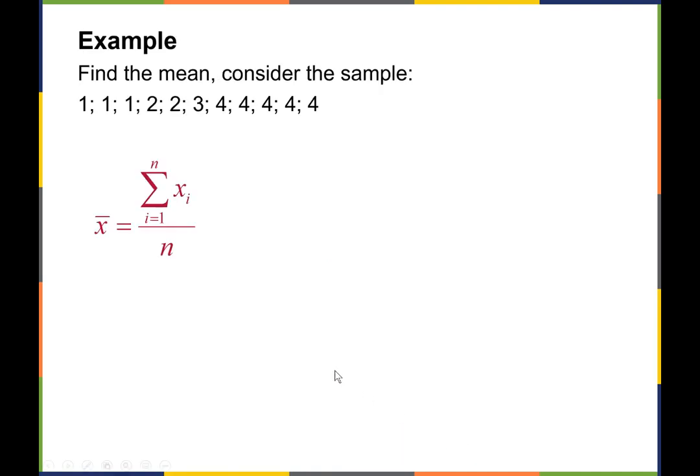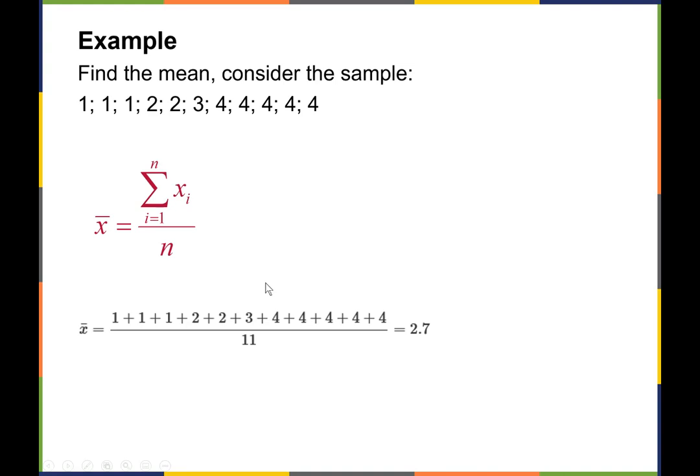All right, so let's do an example using our new formula, which is really still the same way we always calculated mean. So here's our sample: 1, 1, 1, 2, 2, 3, 4, 4, 4, 4, 4. And we want to find x bar, or the sample mean. So I would like you to pause the video and try to compute the sample mean.